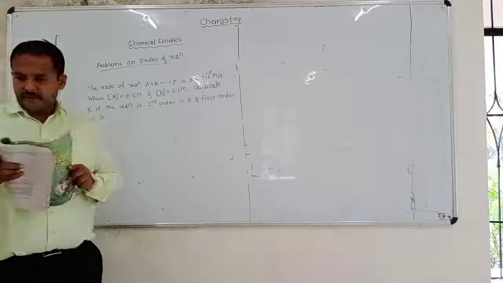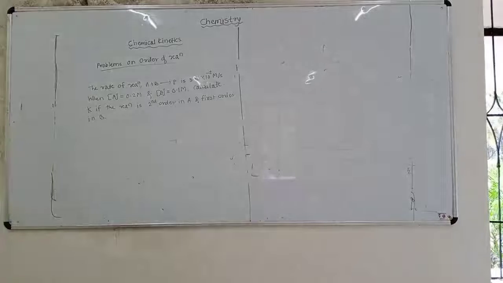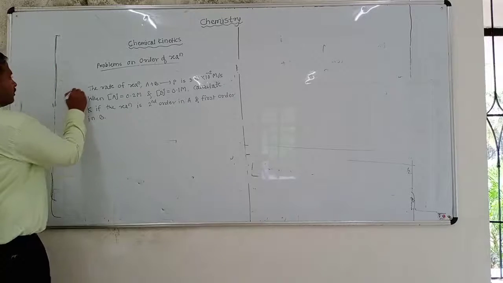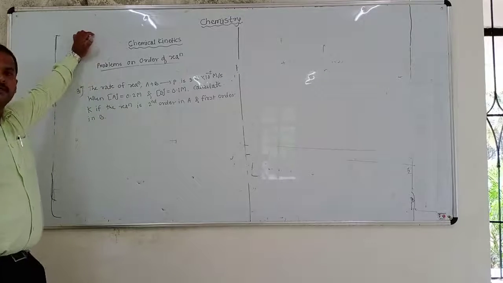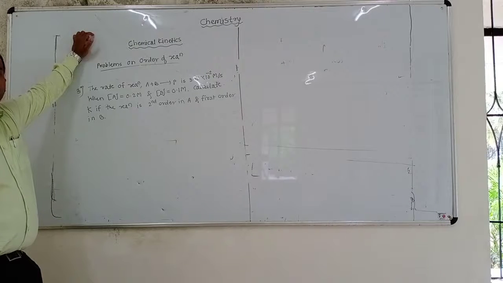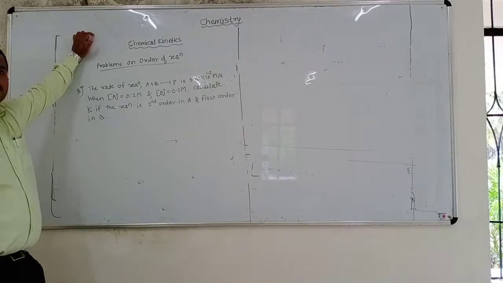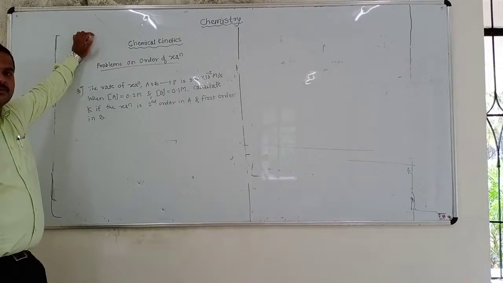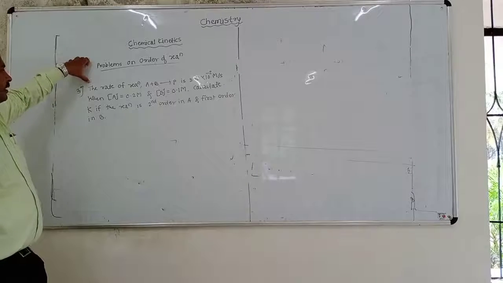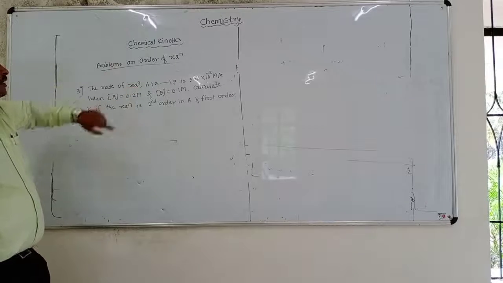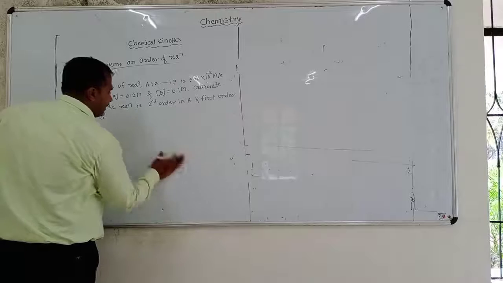Okay, simple. What do we have to do? Problem number 3 on order of reaction. You know the order of reaction is nothing but the sum of exponents to which the concentration terms of the reactants are raised in the rate law. The rate of reaction A plus B.